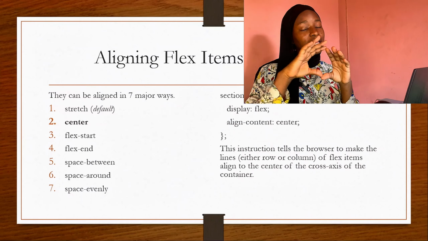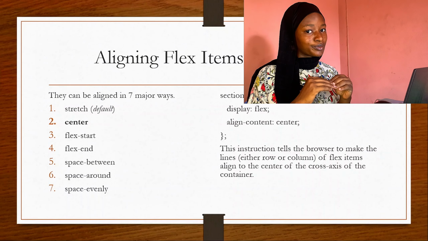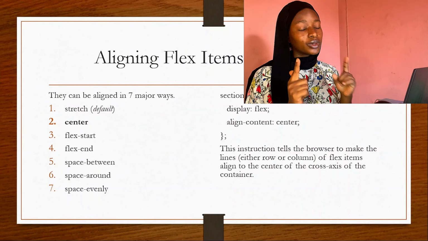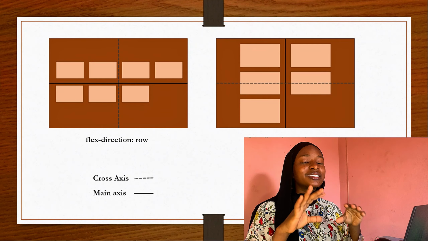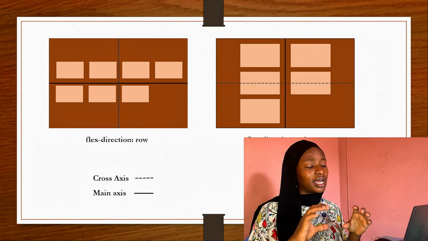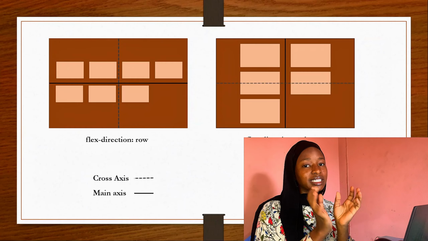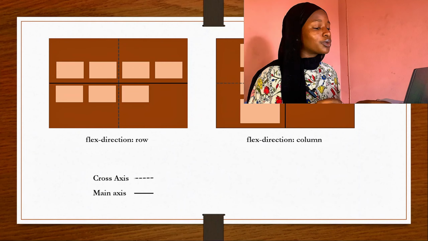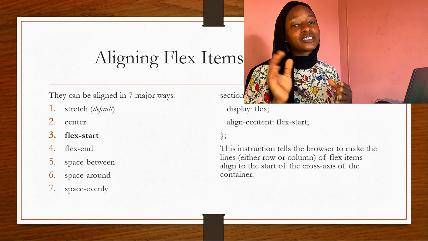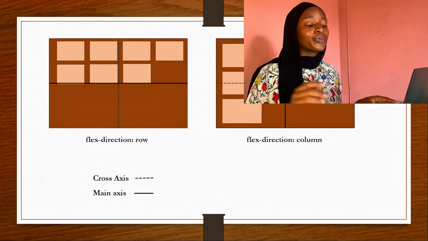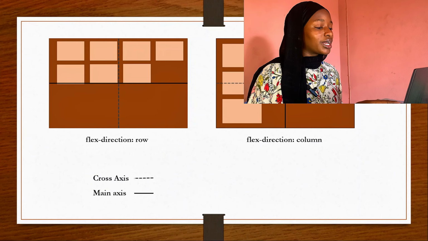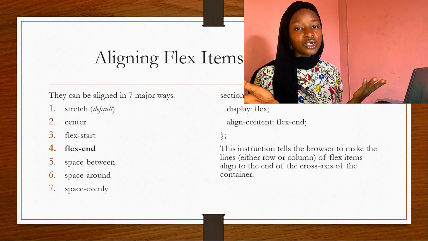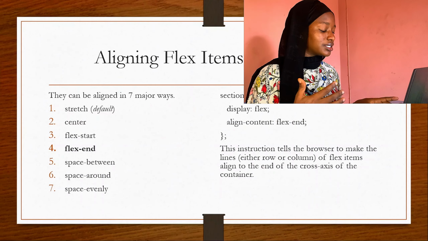And then we have center. In the same way, it takes the entire content and places it in the center instead of a single item. So we have align content center. It leaves the arrangement of the items the way they are, but it takes them as a group and puts the entire thing at the center. Then we have flex start, which takes the entire content to the start of the cross axis. And then flex end does the opposite, taking it to the end of the cross axis.